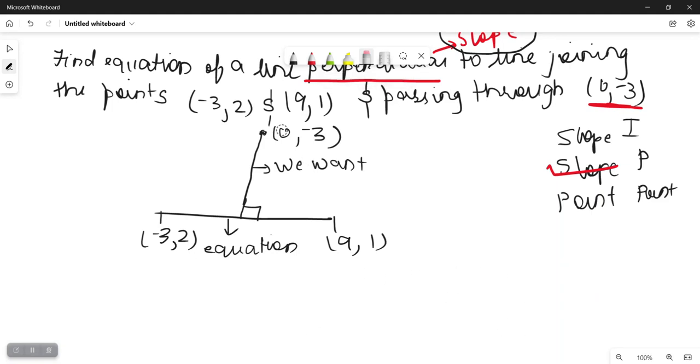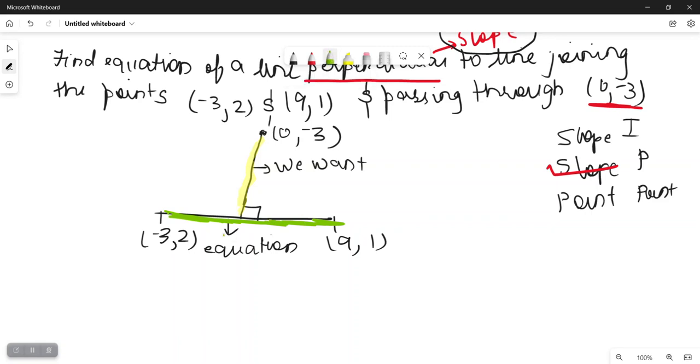Basically, our first step has to be to find the equation of the line that passes through these 2 points. Because once we know the equation of this line, we can find its slope, and using the slope and this point, we can find the equation of the line that we want. So our aim at first has to be to get the equation of this green line.